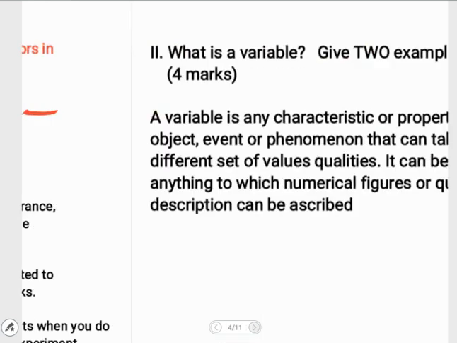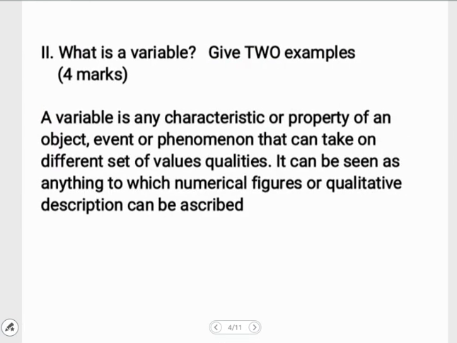All right, let's talk about the second question there. What is a variable? And then we are to give two examples. A variable is any characteristic or property of an object, event, or phenomenon that can take on different set of values. It can take on different set of values or different qualities. Take note of that. It can be seen as anything to which numerical figures or qualitative description can be ascribed.